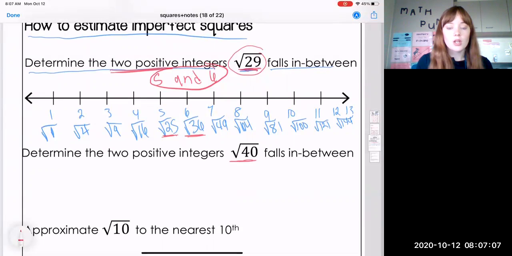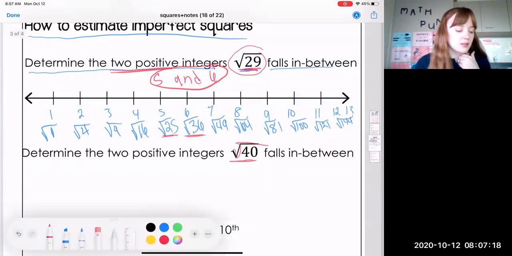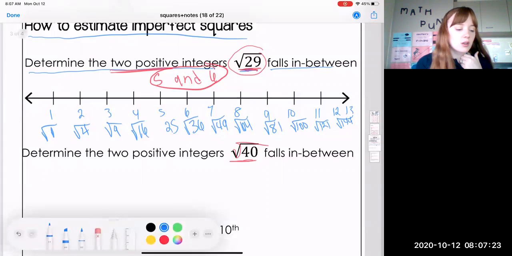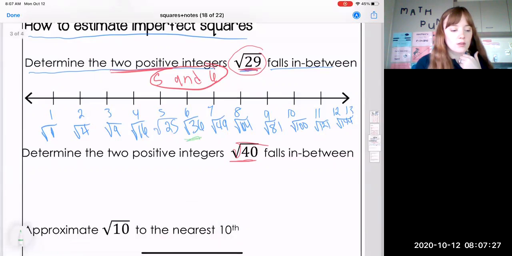So we're looking for the square root of 40. I'm not drawing all the way up to 40 on a number line. We're just looking for the square roots it falls between. And in this case, it falls between the square root of 36 and the square root of 49. Well, the square root of 36 was 6, and we have that right here. And the square root of 49 was 7, so it falls in between 6 and 7.